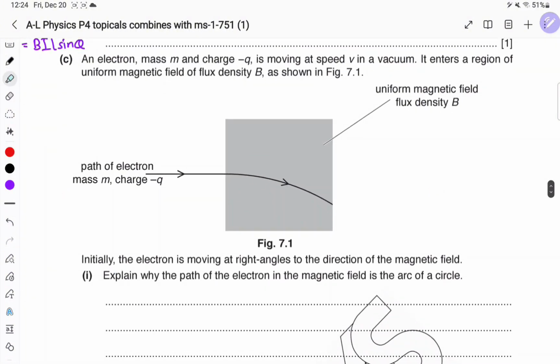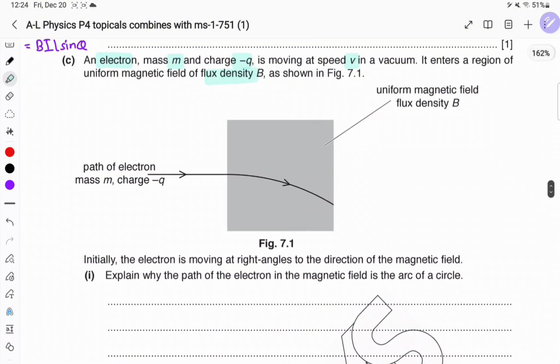Next question. An electron, mass m, charge negative q, is moving at a speed v in a vacuum. It enters a region of uniform magnetic flux density B. So let's say the path of the electron goes like this. It then bends. Initially the electron is moving at right angles to the direction of the magnetic field.